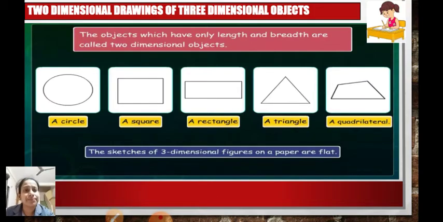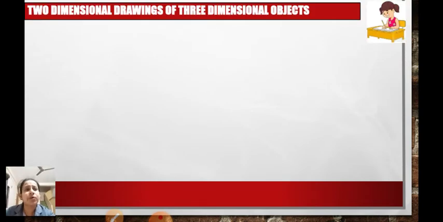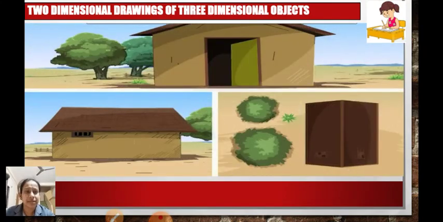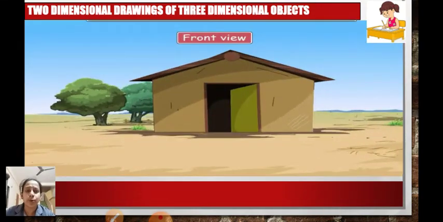Okay? Now, when we talk about a three-dimensional object, there will always be 3 views. Okay? There are always 3 views. Like for example, a house which is depicted over here. You can see the 3 views of the house. Okay? So looking at the figure from the front, we get a front view. Okay? So here you can see the front view of the house. Correct? So looking at the figure from the front gives a front view.